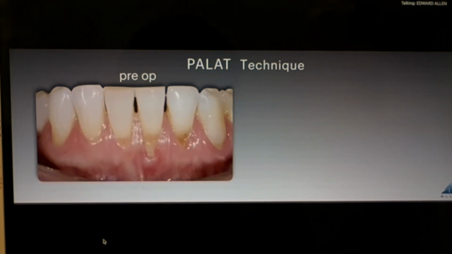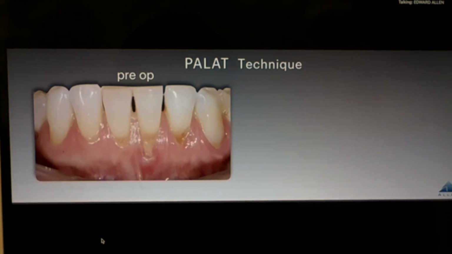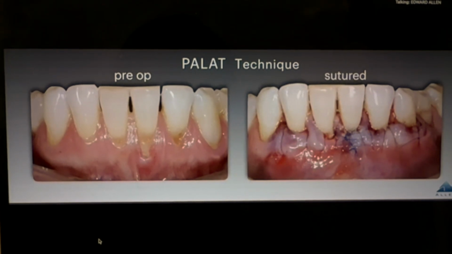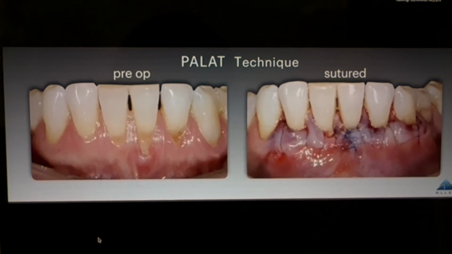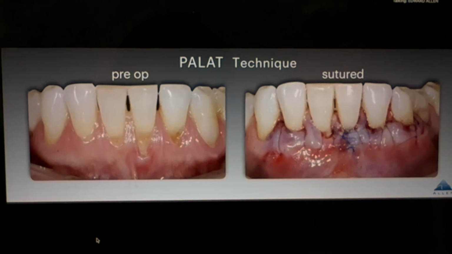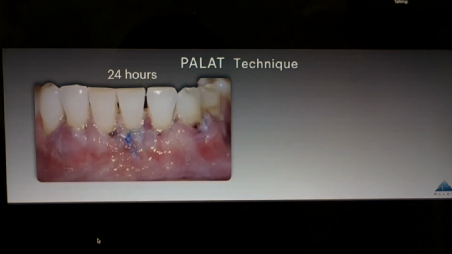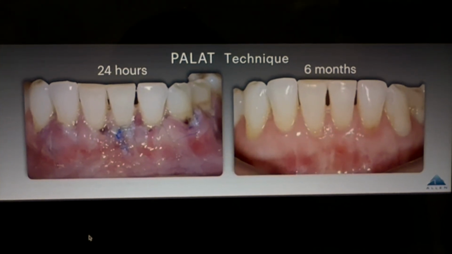This is the first case I did as a live surgical demonstration. It's approaching 3 years ago now. That's the end of surgery suture. There were some issues with this. It's not my best looking suture job, but it's okay. And that is a 24-hour post-op and 6 months.